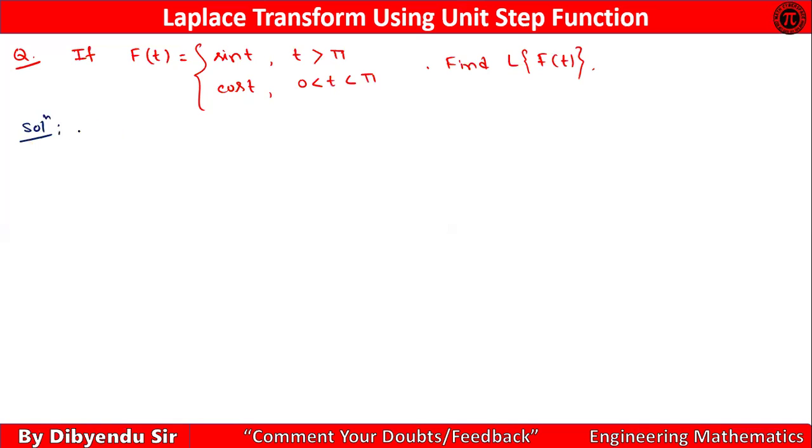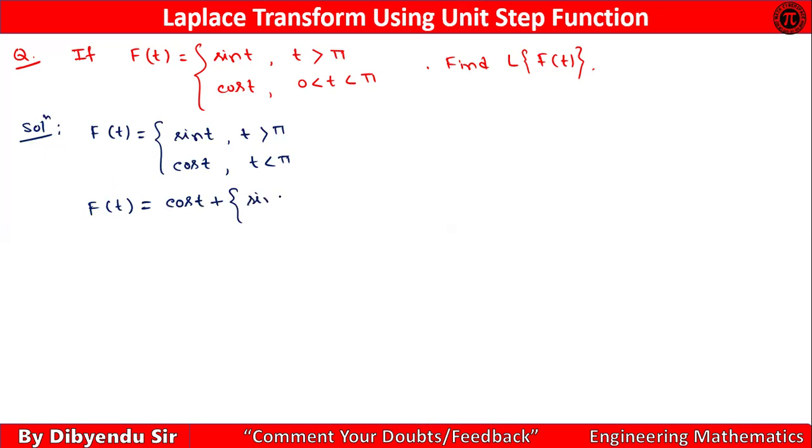So in this function f of t, which one is the first function? Sine t when t is greater than pi, and cos t when t is less than pi. So obviously cos t is your first function because you have the less than sign and the common point is pi. So you can express it: f of t is equal to first function cos t plus second function minus first function. That means sine t minus cos t, into the unit step function, that means u(t minus pi).